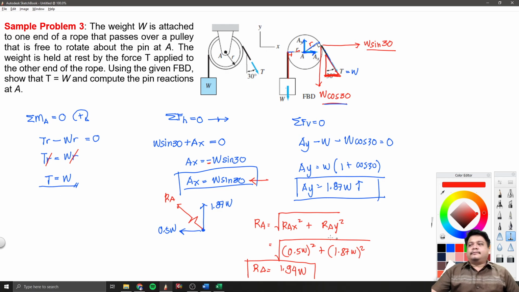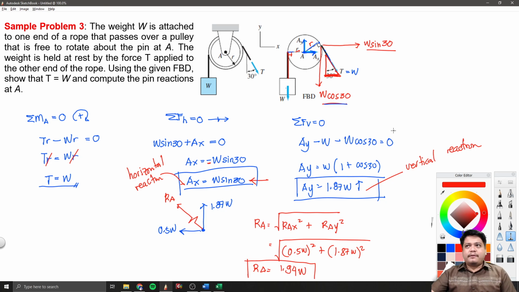We have proven it, and then we get the reaction at the pin. In your exam, when I say reaction at A, it should be the resultant. But when I say horizontal reaction at A, this is what it means. So, this is called the horizontal reaction, and this is called the vertical reaction. Okay? So, that's it. You may try to copy this problem.